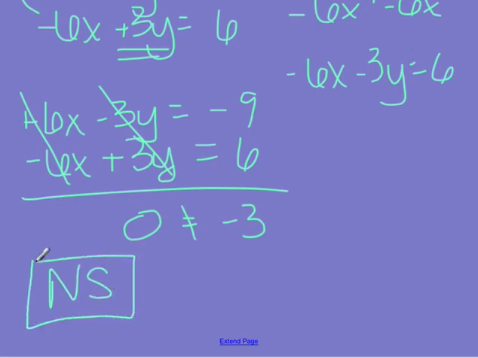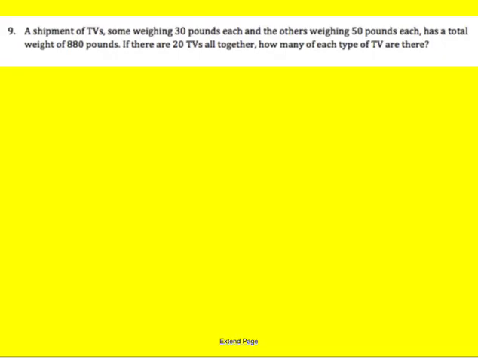So what does that mean in terms of the problem? Well, that means that Amy and Kendra will never cross each other. Very, very sad for them. So let's take a look at number 9.